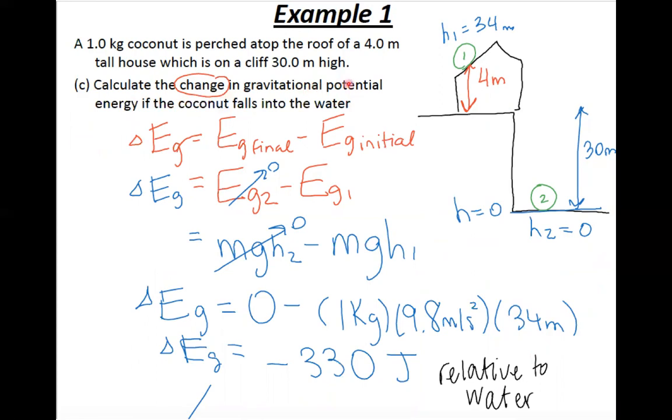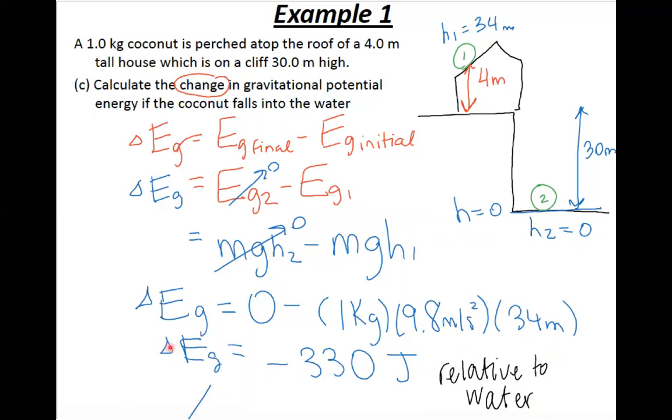Calculate the change in gravitational potential energy if the coconut falls into the water. Change is final minus initial. So it's MGH final minus MGH initial. Because you can choose your own reference, and so far we've chosen 2 different references in A and B, you have to pick one. So there's no wrong answer, but a smart answer would be any reference that allows one of the terms to cancel out. I usually select my final position to be H equals 0, and that guarantees that one of them cancels out. So I substitute in the other term and I get negative 330 joules relative to the water.